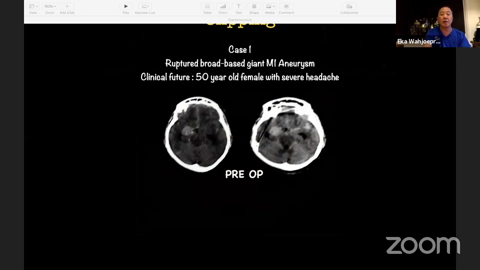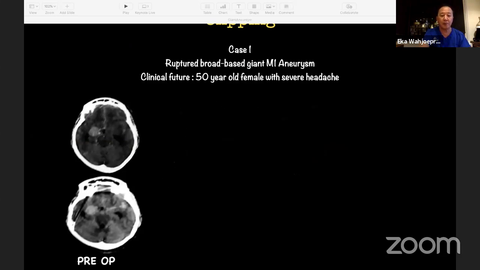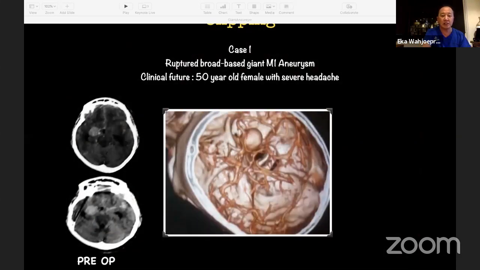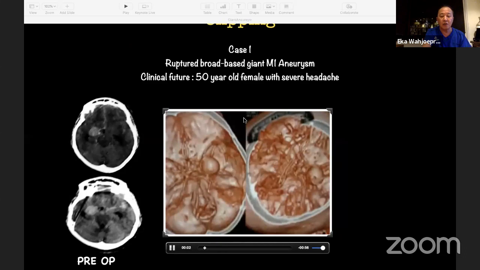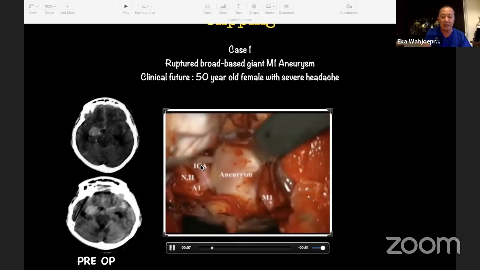So I start with several cases. Number one is the conventional clipping. A 50-year-old female from Bali Island came to us with a severe headache. You see here there is a subarachnoid bleeding in the medial, and you see here the shadow of the giant aneurysm. And you can see here, this is a CT angio, the giant aneurysm, very typical. And of course we need to clip this. This is ICA, this is A1, and again this is very classic.